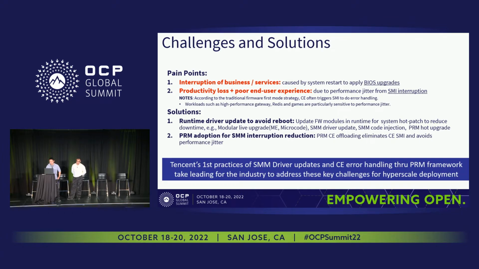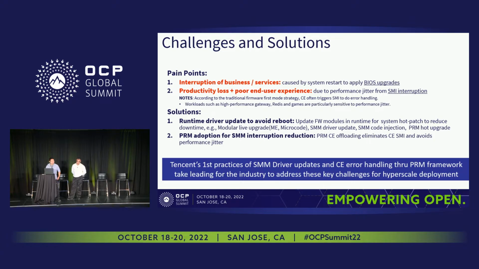Most of the SMI interrupts come from the CE handling. So we have solutions for these two issues. The first one, for the downtime due to the BIOS update, we propose to do the runtime firmware update. We can update the firmware modules one by one at runtime. And for the second issue, the performance jitter, we are trying to do the PRM adoption.